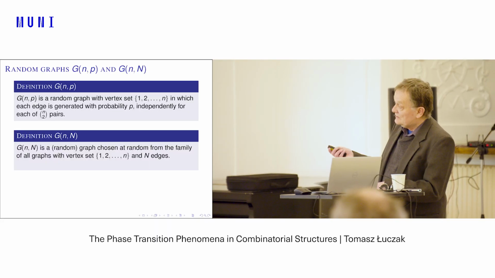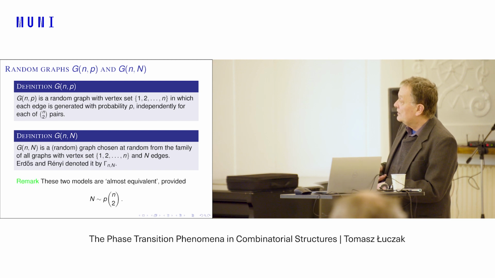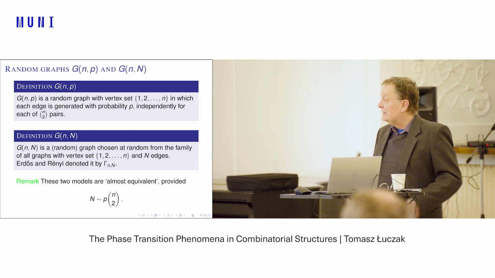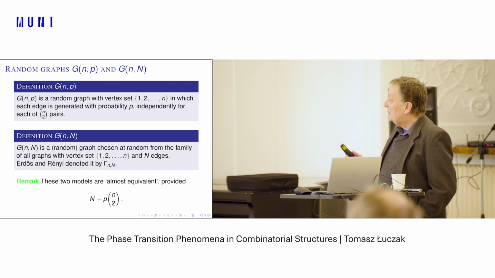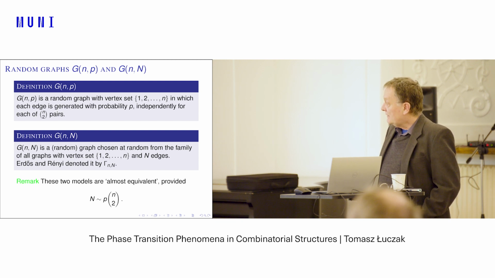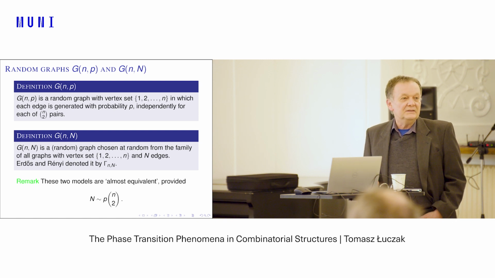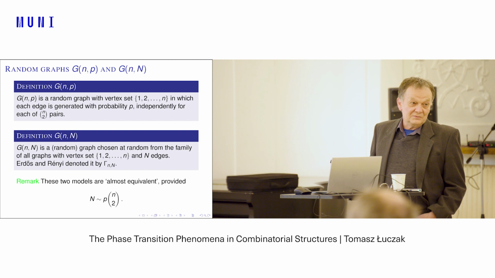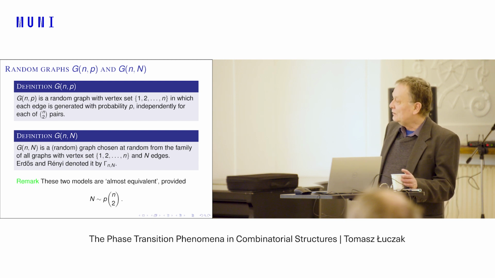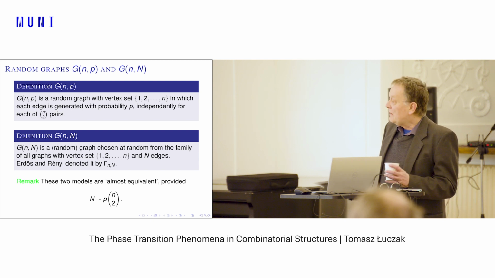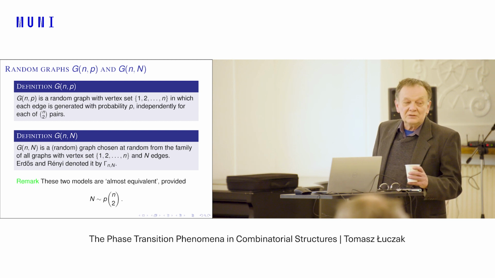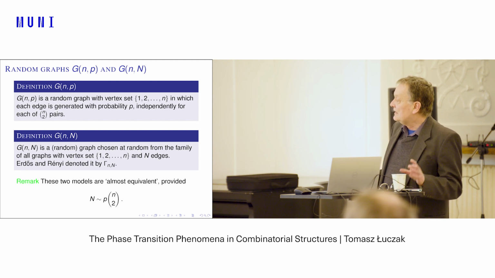And this is basically what Erdős and Rényi denoted by Γ(n,m). The strange thing is that this model, G(n,p), is always called the Erdős–Rényi model, yet they never used it in a single paper. They always used the other one. But these two models are equivalent in a precise sense.